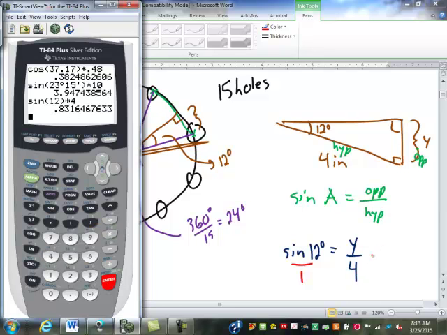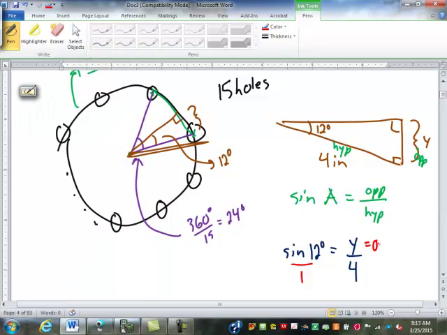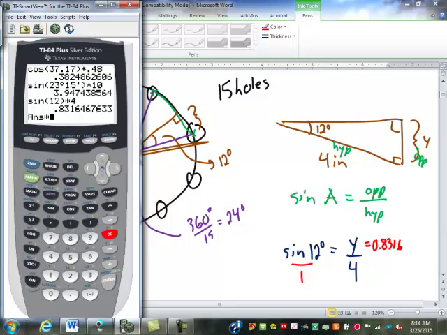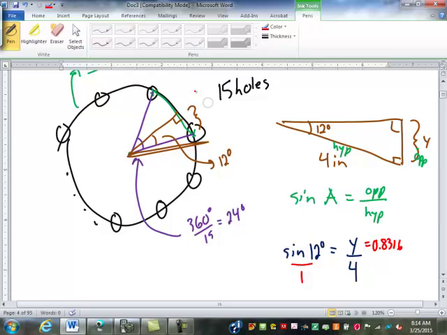0.8316 times 2 will give you x. You got it. 1.6633. Yep.